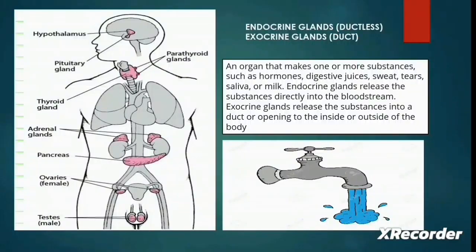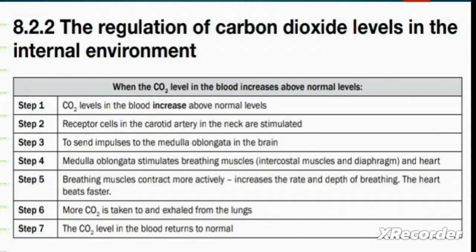Today we're going to talk about the regulation of carbon dioxide levels in the internal environment. When carbon dioxide level in the blood increases above normal limits, the receptor cells in the carotid artery in the neck are stimulated to send impulses to the medulla oblongata in the brain. Medulla oblongata stimulates breathing muscles and heart.